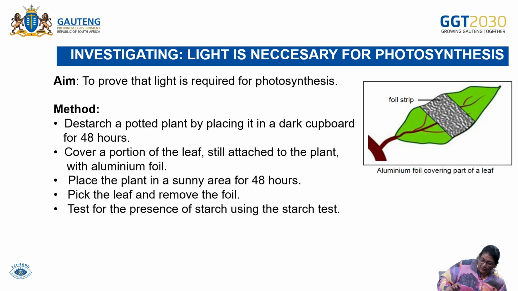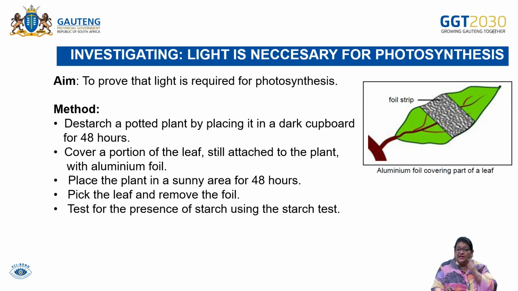Now here is another way you can see it. Here's a strip of foil covering the entire middle part of the leaf. That part is covered, and remember, you must first de-starch the plant before you start your experiment. You de-starch it, then you start your experiment. You cover it with the foil, you leave it in the sunlight, and then you can do the starch test.